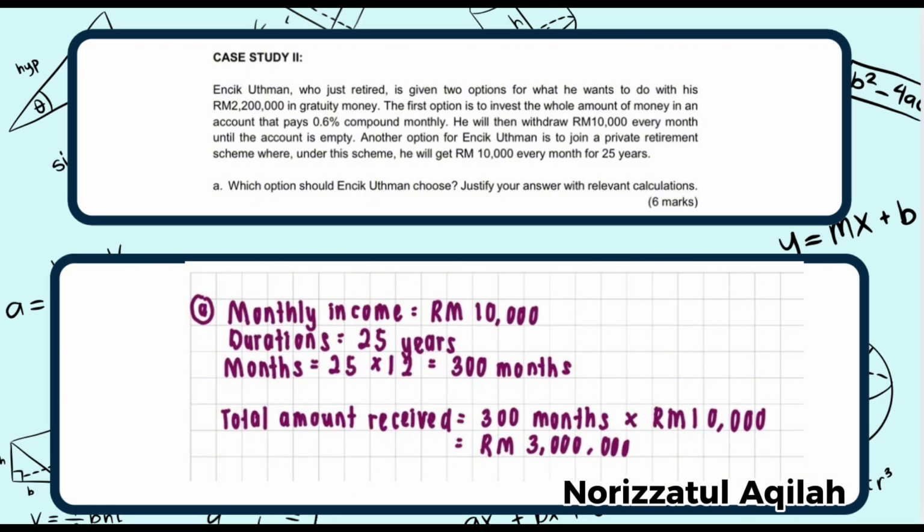To find the total amount he received, we need to convert 25 years into months. So, 25 years times 12 months, and we got 300 months. Next, I will multiply the monthly income by the total number of months. 300 months times 10,000 ringgit, and we got 3 million over 25 years. So I think Encik Usman will choose the private retirement scheme.